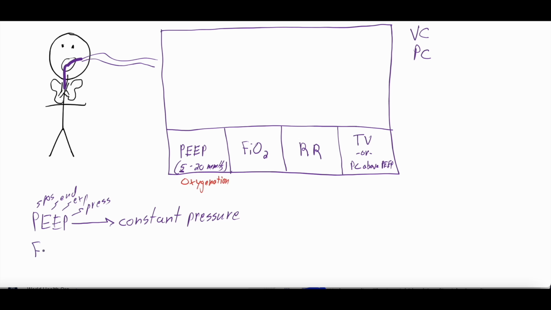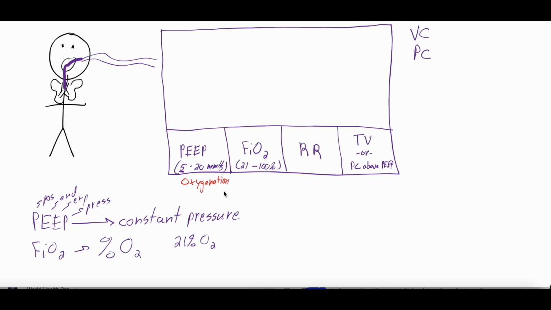The FiO2 is the fraction of inspired oxygen, right? And this is the percent oxygen that the patient is getting with each breath. And if we think about what this really means, atmospheric oxygen, just what we all breathe in at sea level, is 21% oxygen. So on the ventilator, we can set the oxygen anywhere from 21 to 100%. Because 21 is just atmospheric oxygen.